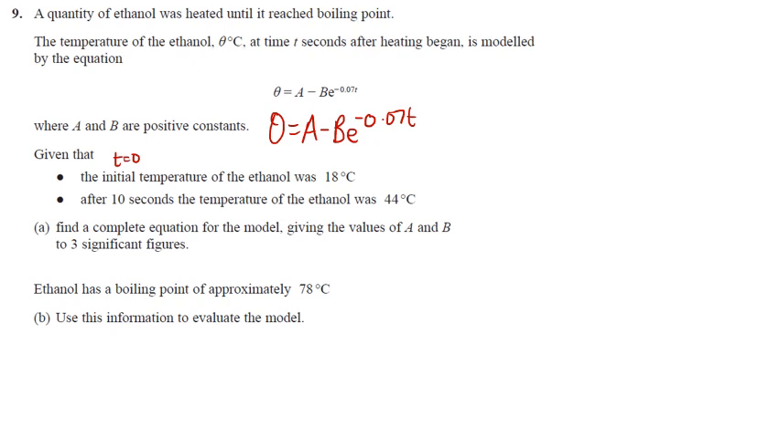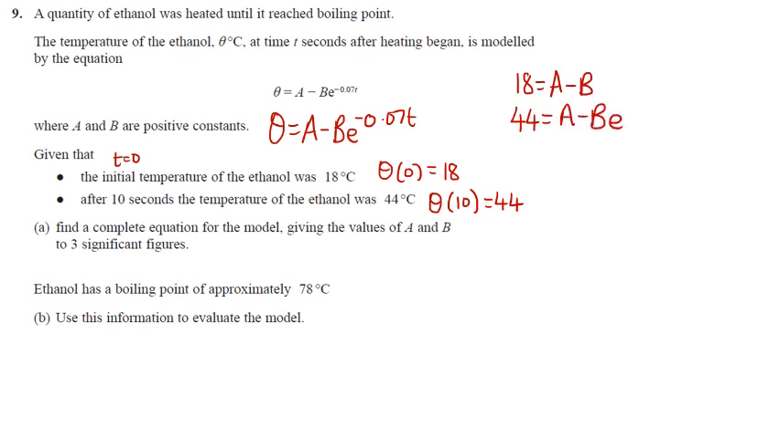So we've got the temperature when t equals 0 is 18. And we've also got this other boundary condition that when the time is 10 seconds, the temperature is 44. So if we substitute both of these boundary conditions into the formula, we get 18 equals a minus b e to the 0, which is just 1. And the other boundary condition gives us 44 equals a minus b e to the power of minus 0.07 times 10, so that's minus 0.7.